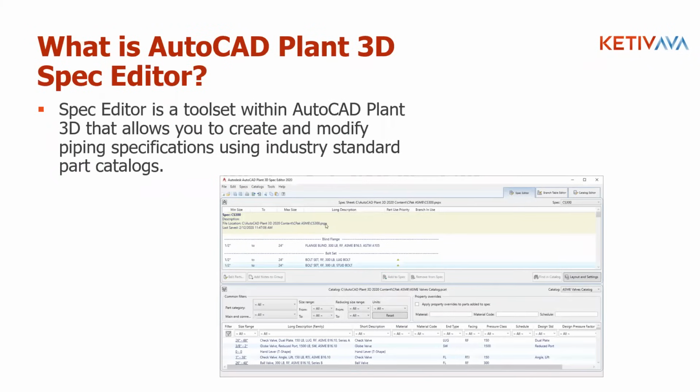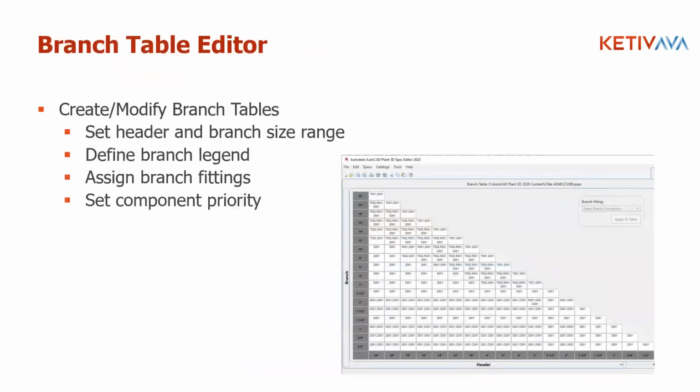Now, for many people who don't know, Spec Editor is a tool set within AutoCAD Plant 3D that allows you to create and modify piping specifications using industry standard part catalogs. So out of the box, when you do the actual install for Plant, you're going to get two different additional modules that get installed with it. Spec Editor, and then there is Report Creator. Specifically with Spec Editor, Plant gives you basically a full database of different catalogs that you can utilize. And we'll go through those today, and I'll kind of show you where those rely on.